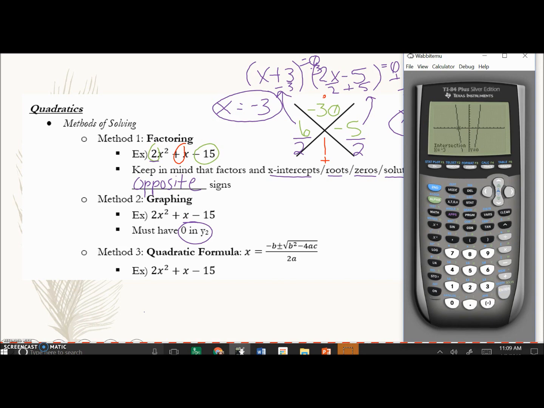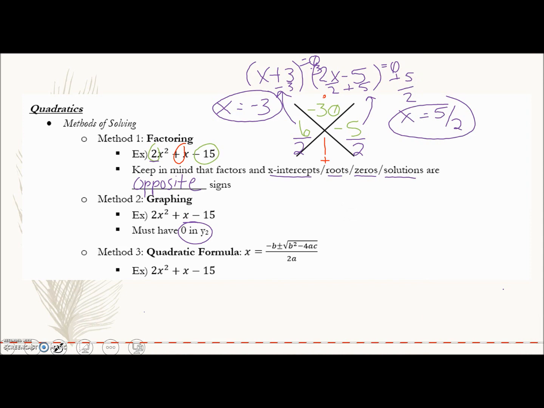And there's the other one, -3. So those are the two answers that I already found out through factoring. But it might be a little faster if you're calculator savvy. The last method is the quadratic formula. So there's the quadratic formula right there.